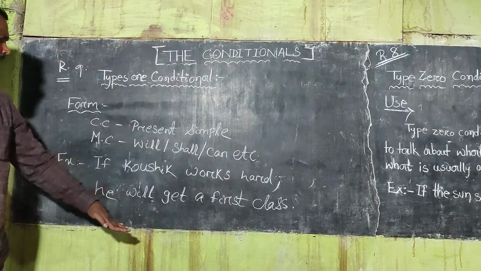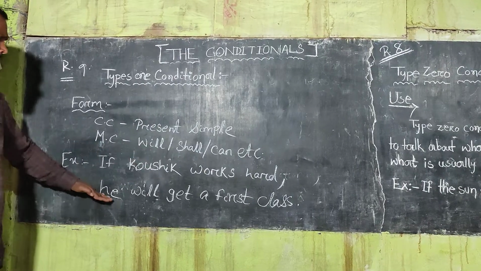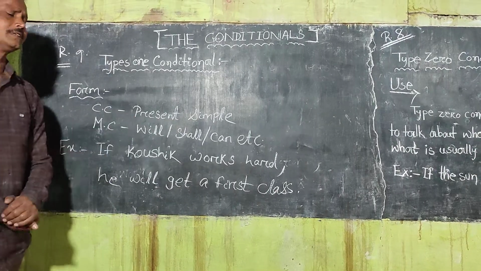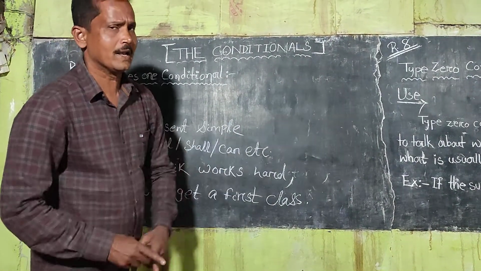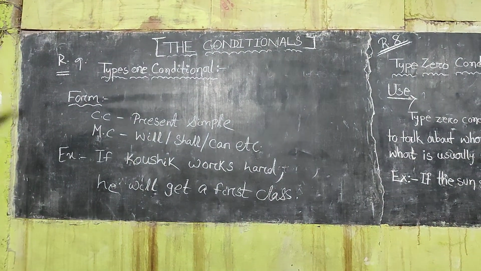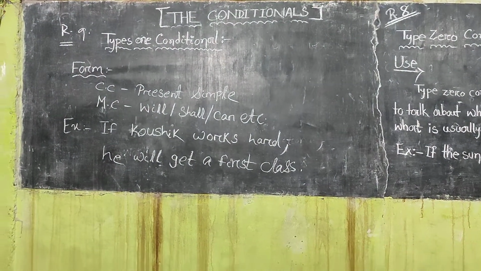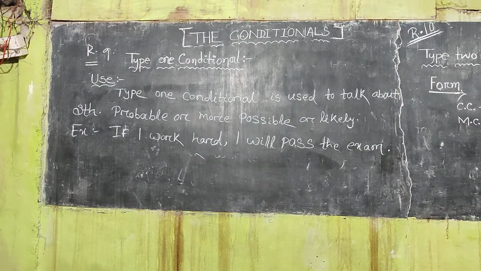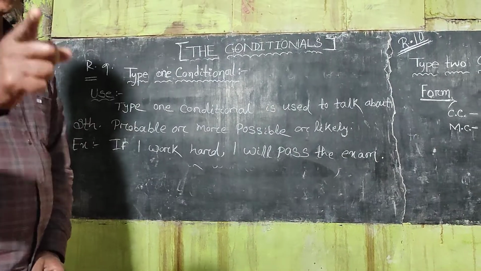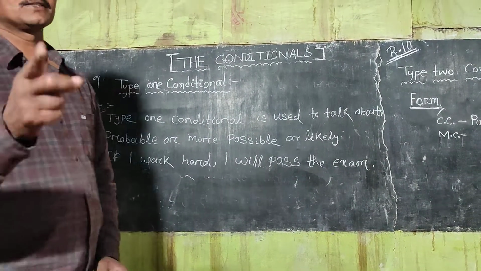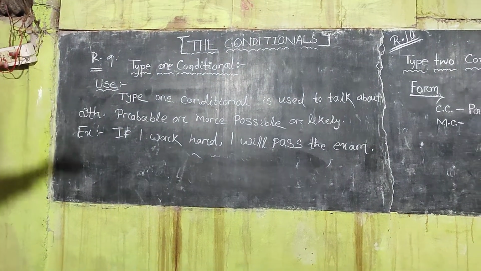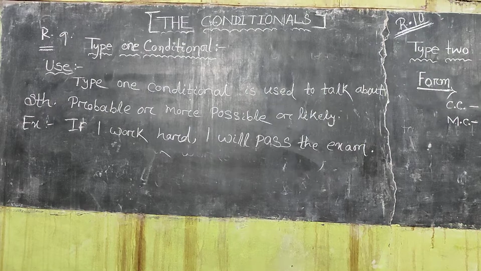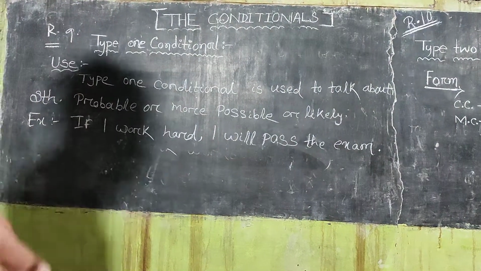If Kaushik works hard, this is the CC, and it takes the present simple tense form. He will get a first class, and this is the MC, and it takes the modal, that is will. So this is the identification of the type 1 conditional. Type 1 conditional is used to talk about something probable or more possible or likely to happen.